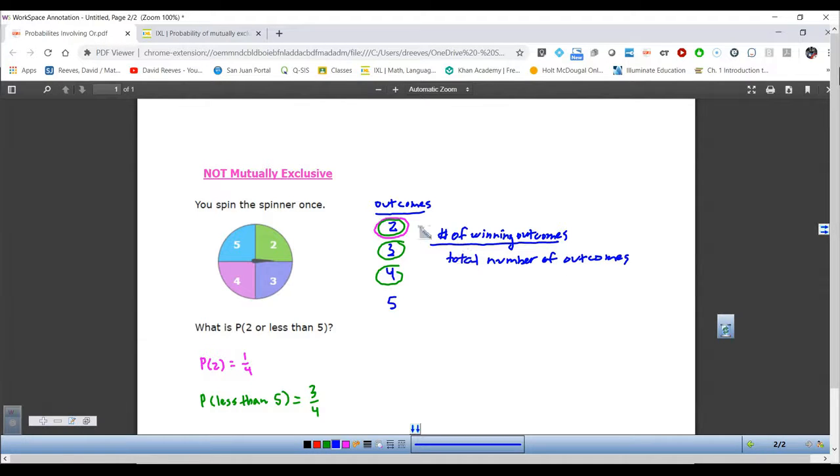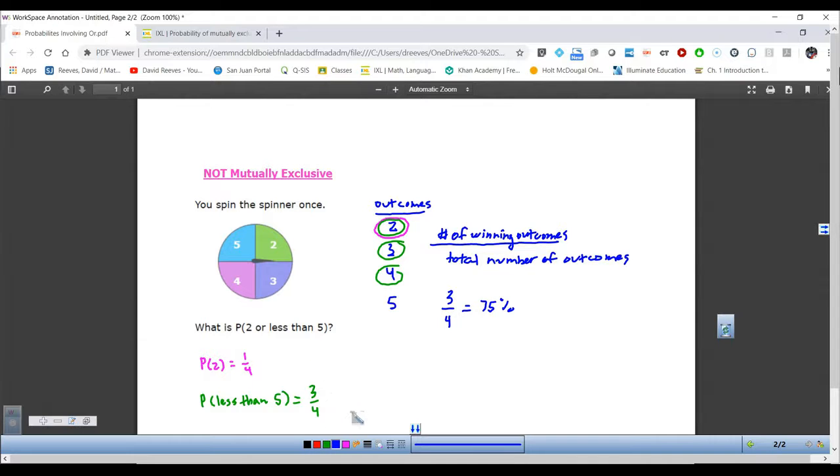So if we take a look here, how many are winners? 3 of them are winners, right? Now if you're going, well, wait, 2 wins twice. Right, but you can't land on 2 twice when you only spin once. So if you land on 2, you're a winner both times. So 3 winners out of 4. So the probability that we're looking for is 3/4, which is the same as 75%.